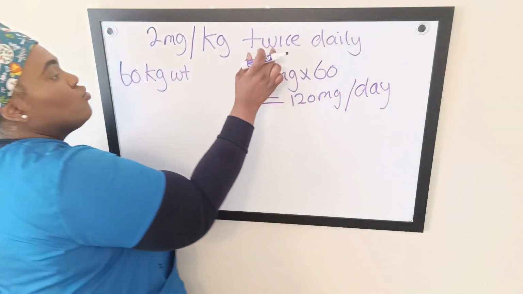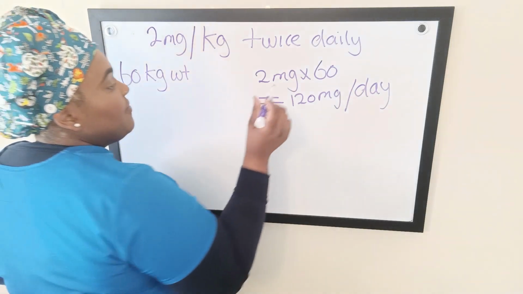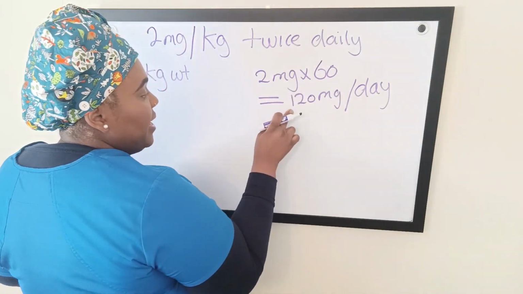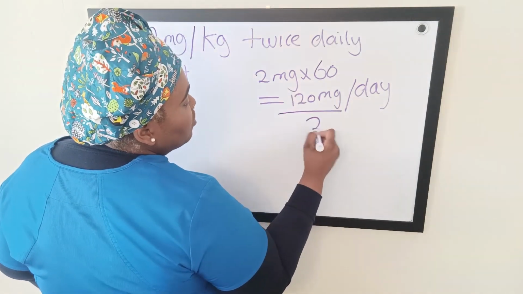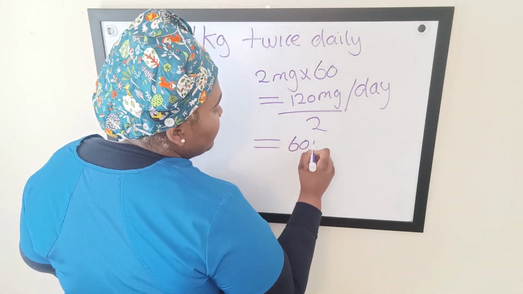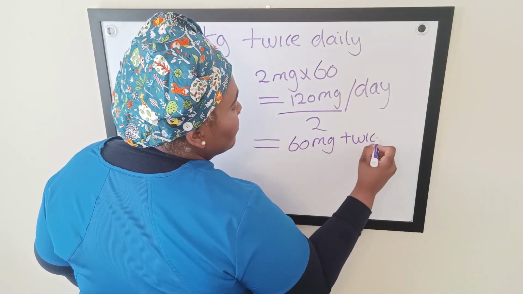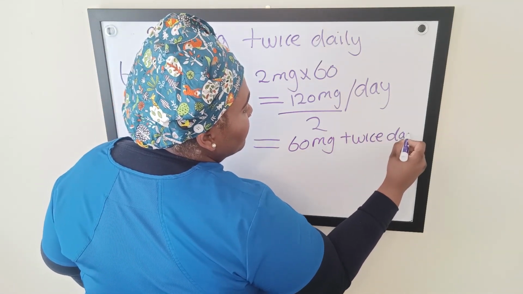Now the order is twice daily. So what are we going to do? We have to divide the amount we have for the day by 2, because it's twice daily. So this is going to be 60 milligrams twice daily.